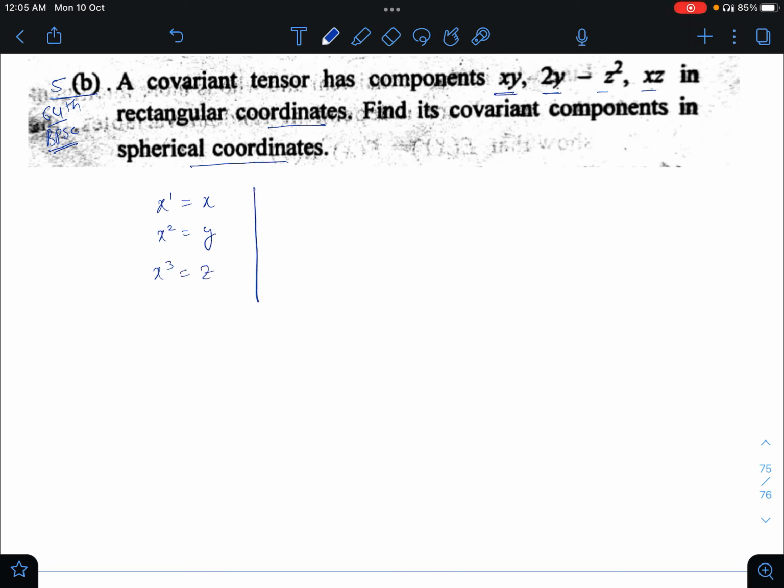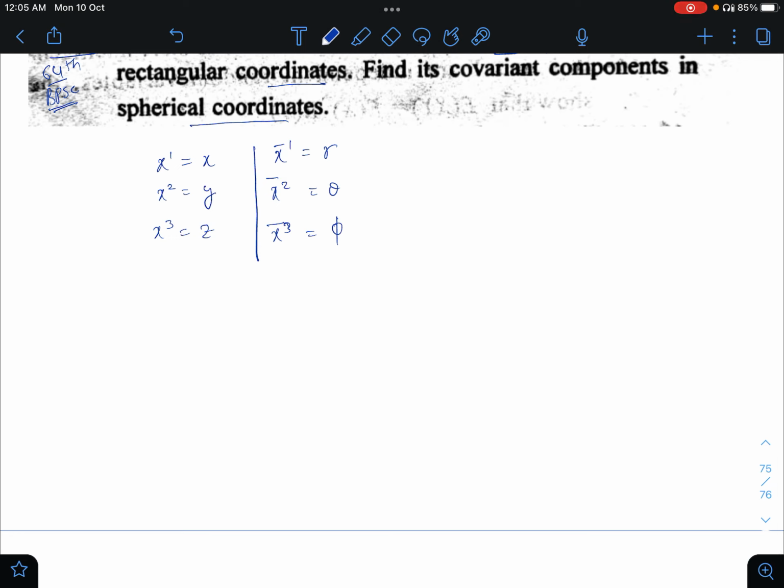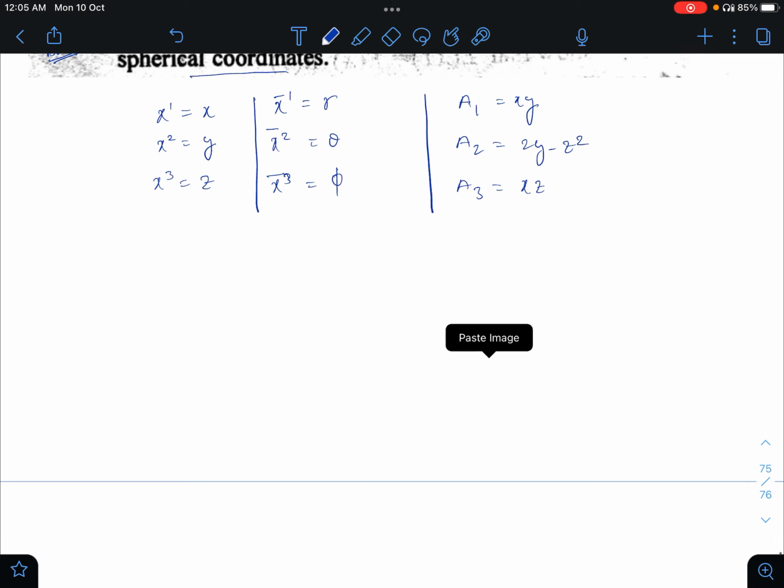And in spherical coordinates we have x1 bar is r, x2 bar is theta and x3 bar is phi. And we have been given the components: a1 is xy, a2 is 2y minus z square and a3 is xz. What we need to find is their coordinate transform into spherical coordinates.